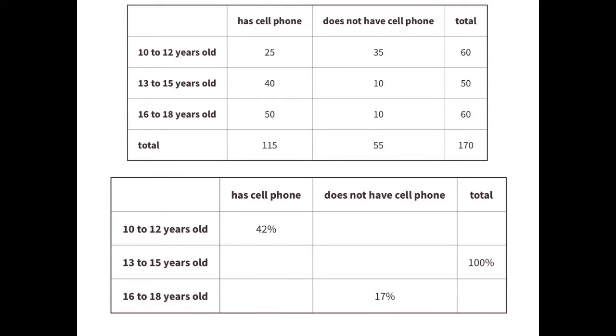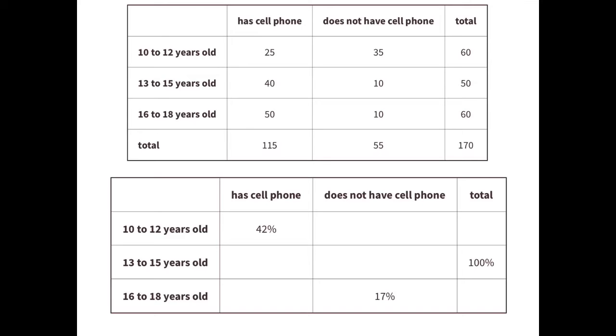Okay, so here we are looking at a two-way table that shows data about cell phone usage among children aged 10 to 18. So for the second one below it, complete the table. In each row the entries for has cell phone and does not have cell phone should have the total of 100%. So round your entries to the nearest percentage point. So take a minute and try to fill out the table, and then we will go through it.